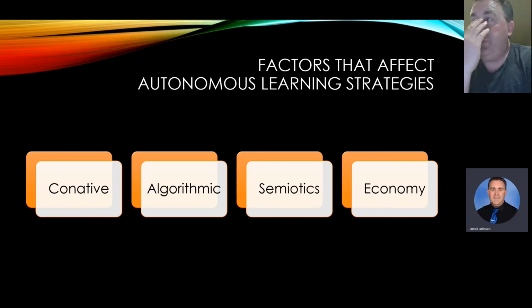Okay, factors that affect autonomous learning strategies. This is based on some of the work from Boyer and Bouchard, who talked about cognitive, algorithmic, semiotics and economy. The easiest one is semiotics, which is the way that we describe stuff online. We're transitioning from writing a book to writing online. The students are generally pretty good with this, and economy is also fairly good because the school's actually invested in this program. The connotative is whether the students are actually involved and want to participate in this task.